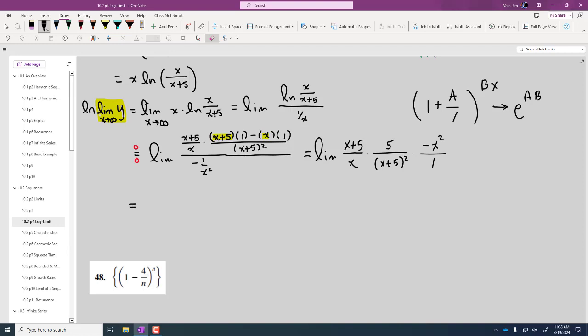Okay, so now we're going to have a limit. Let's cancel the x plus 5s right there and cancel 1 x. So we have a negative 5x up top and 1 times x plus 5 down below. So one of these x plus 5s went away, turned that into a 1. One of these x's went away. Everyone okay with that?